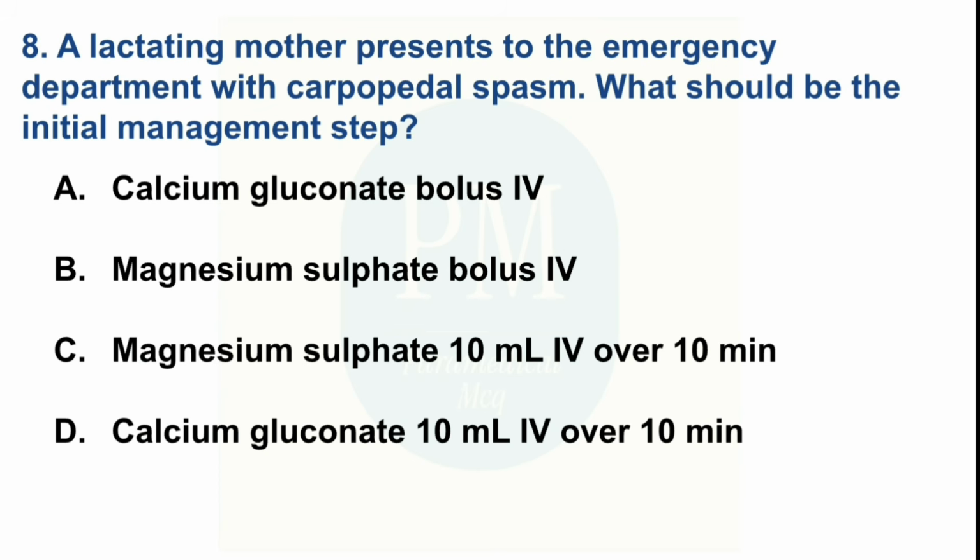A lactating mother presents to the emergency department with carpopedal spasm. What should be the initial management step? Option A, calcium gluconate, bolus IV. Option B, magnesium sulfate, bolus IV. Option C, magnesium sulfate 10 ml IV over 10 minutes. Option D, calcium gluconate 10 ml IV over 10 minutes. The correct option is option D, calcium gluconate 10 ml IV over 10 minutes.